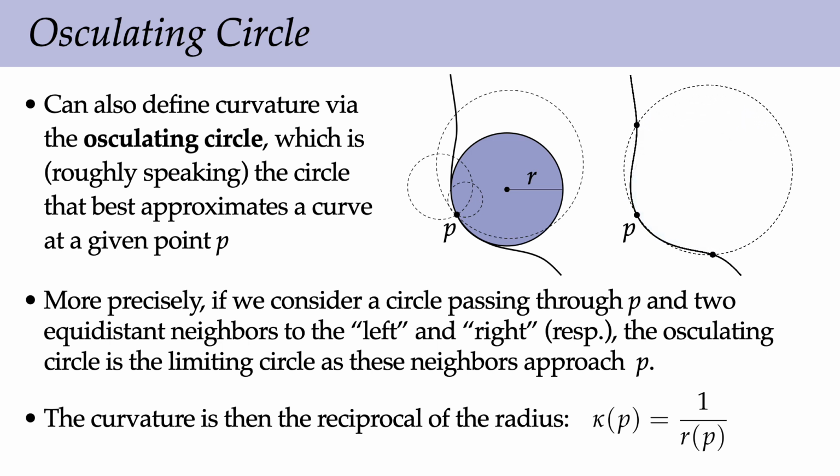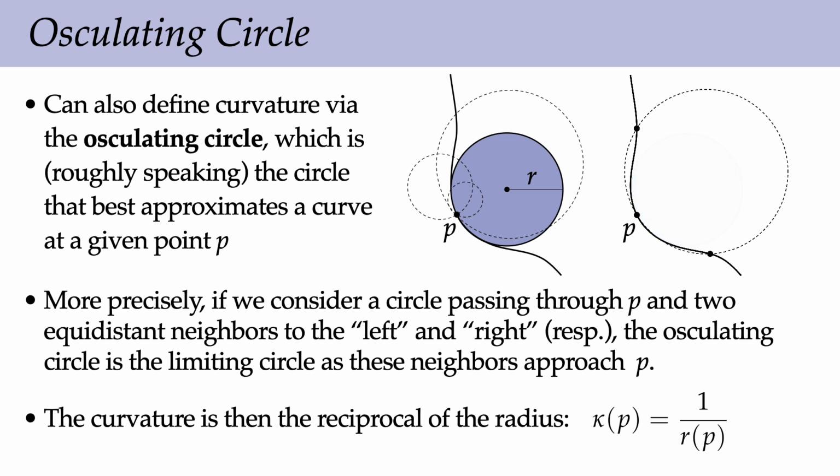Does this definition agree with our intuition about how curvature behaves? Hopefully it does. If we have a curve that turns around very quickly, we need a very small circle to approximate that rapid turning. Or if we have a curve that just gently bends, we need a very large circle to capture that gentle bending motion. So, lots of different ways of talking about curvature.